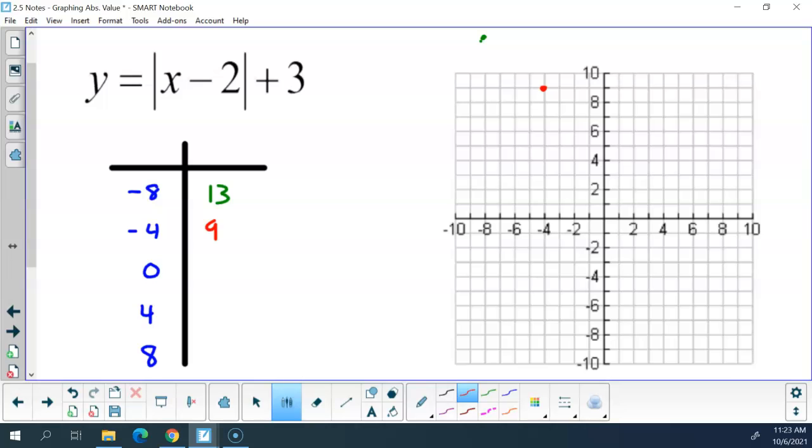Zero. We agree with 3. Changing it to what? Change it to negative 2, 5? I was doing the math. Okay, I got you. So 5? Okay, I like 5 better. Four. Also 5? Yeah. Eight. 9? Agree with 9?